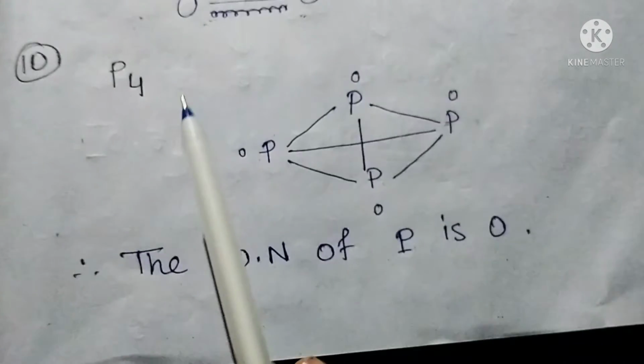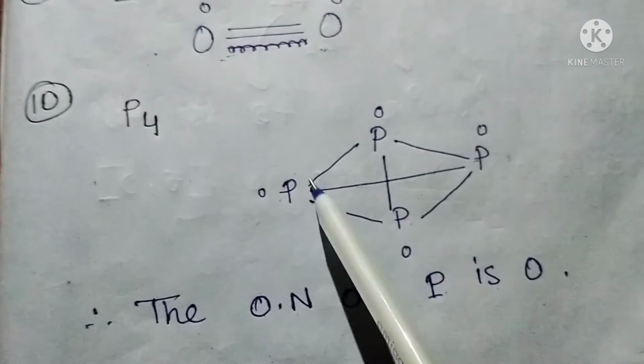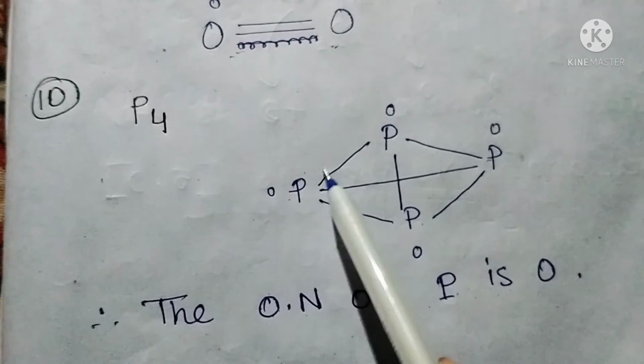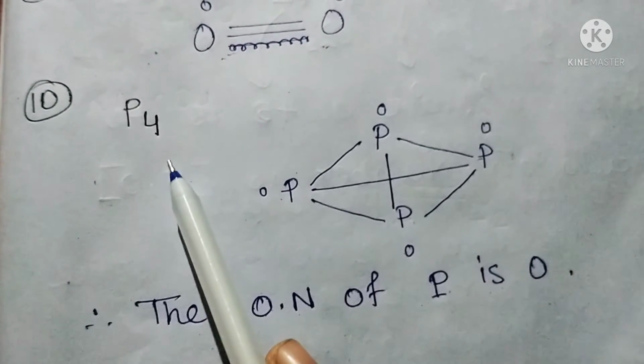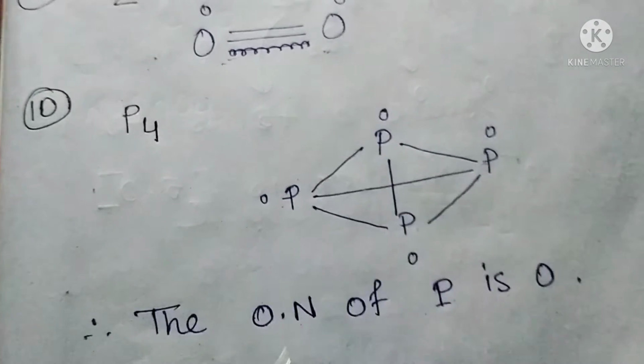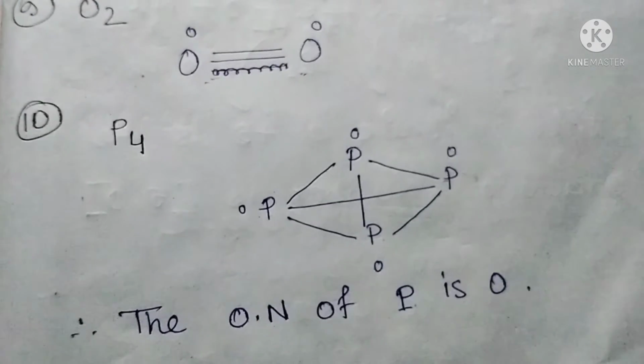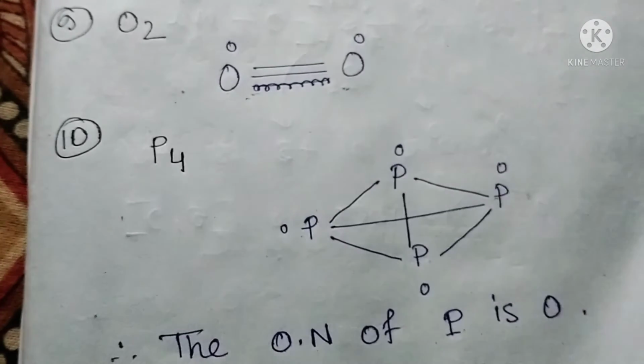Now we take P4. Let's draw the structure P, P, P, P. This is the structure of P4. Now this P, this P, this P and this P has same electronegativity. So the oxidation number of P is 0 in P4.